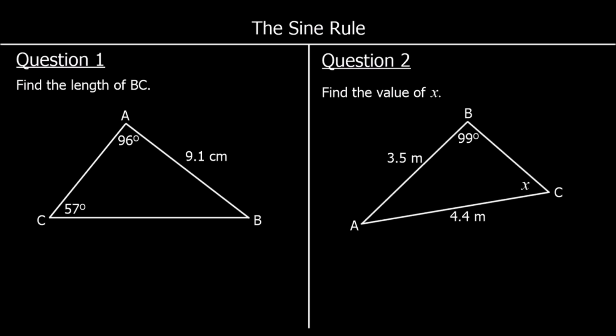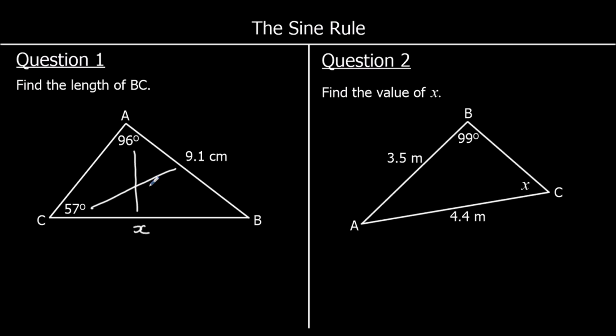Okay, to finish up, 2 questions. Pause the video, give them a go, and press play when you're ready for the answers. Question 1, find the length of BC. So this is going to be x, B to C. Do we have opposites? x is opposite 96. 9.1 is opposite 57. We're working out a length.